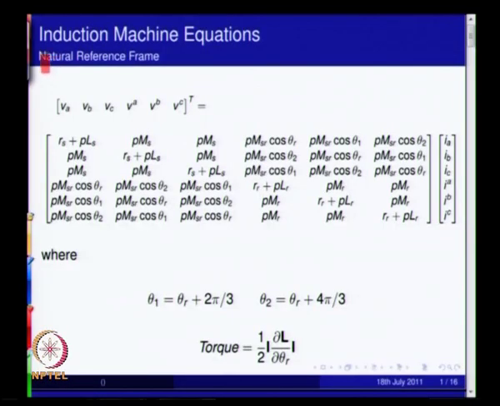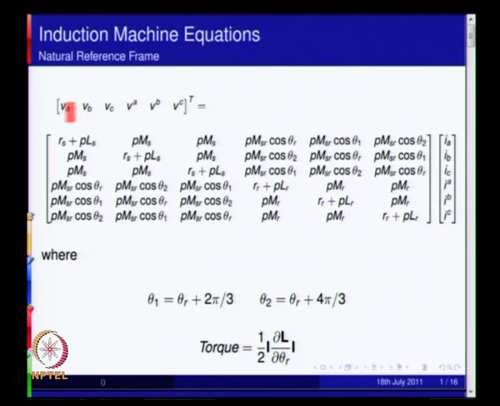I had suggested that you do it as an exercise. So before we go ahead, let's start once again. Let's take a step back and look at what really we have done before we proceed further. We started out with the induction machine equations in the natural reference frame.